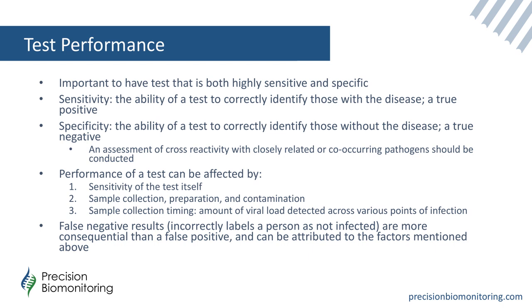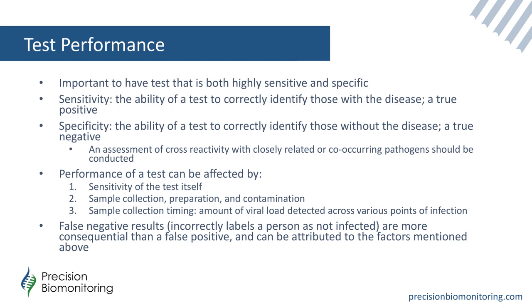So on the performance end, I had mentioned this a little bit within requirements for some of the lab developed testing, but you want to have a test that's both highly sensitive and highly specific. So sensitivity refers to the ability of a test to identify people with the disease as actually correctly having the disease. So that is a measure of true positives. Specificity, by contrast, is the opposite, which is the ability of the test to correctly identify people without the disease, so your true negatives.